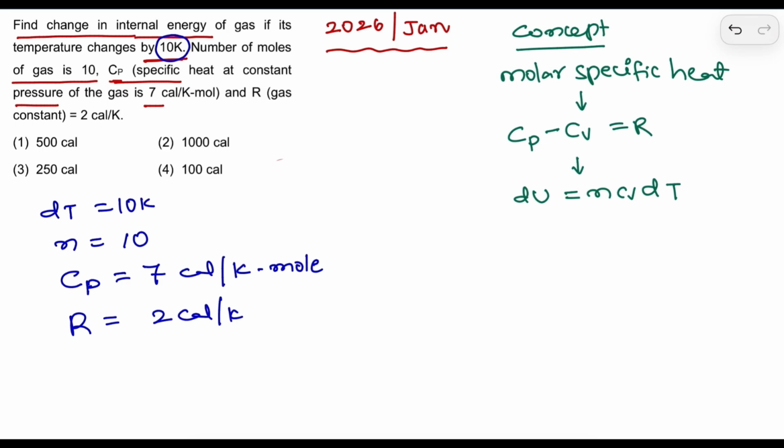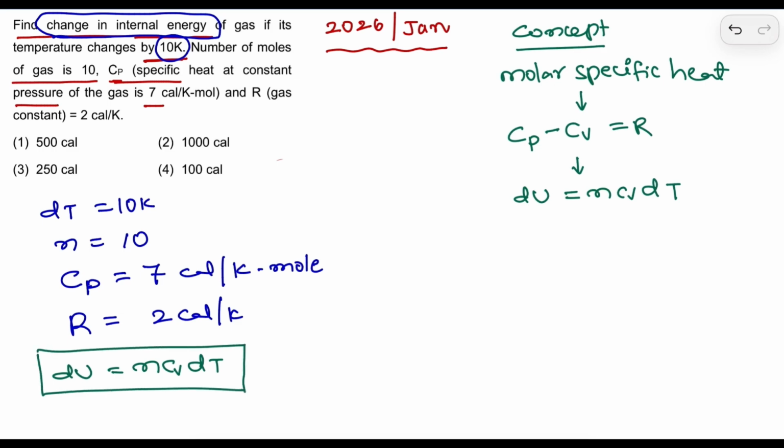So first of all, let us find Cv, because the question is about the change in internal energy of the gas. The change in internal energy of the gas is dU, and dU is equal to n Cv dT. So I should find Cv from this. How do we get Cv?